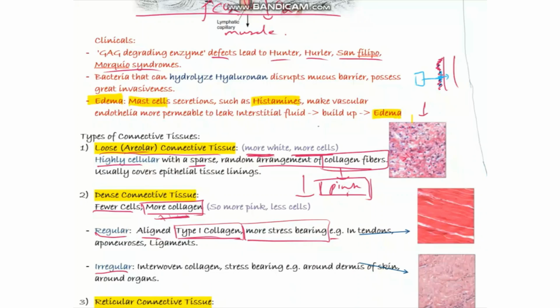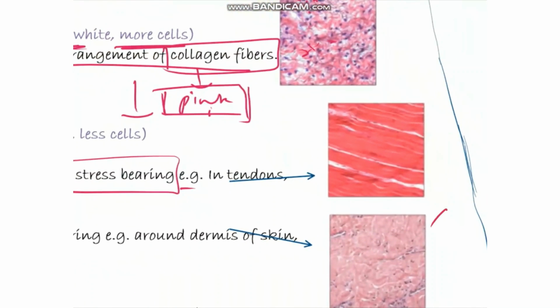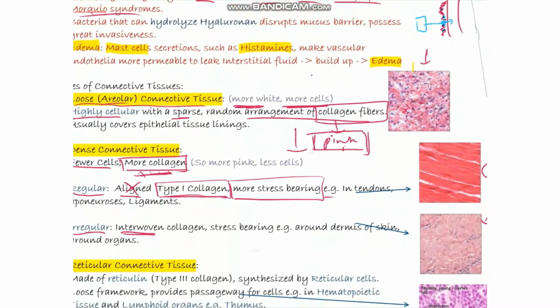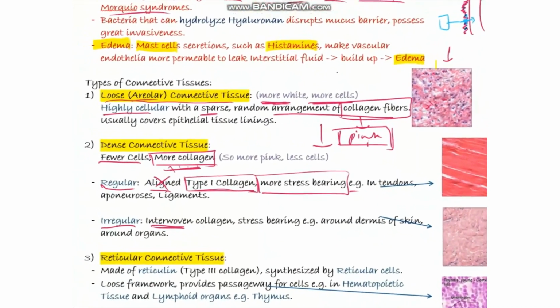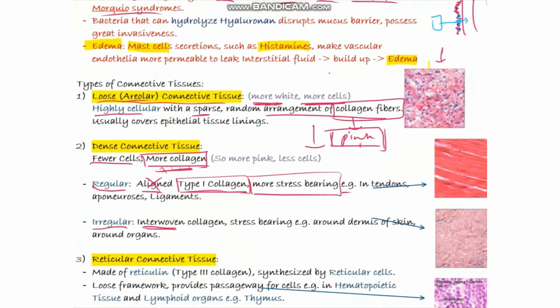And the other type of the dense connective tissue would be the irregular dense connective tissue, in which there is not aligned but interwoven collagen. So this would not be aligned as such, it would be interwoven collagen. And you would see this on a histology slide looking like this as compared to this. Right, and this is also more stress bearing as compared to the loose areolar connective tissue, which has less collagen, and this would be more pinkish than the loose areolar connective tissue. Why? Because it has more collagen, so it is more pink and it has fewer cells as compared to this one right here.